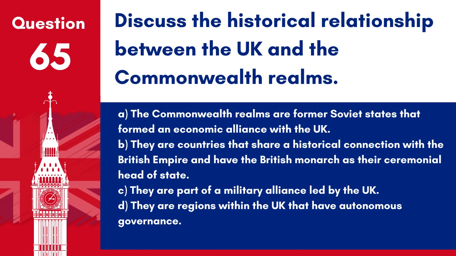Question 65. Discuss the historical relationship between the UK and the Commonwealth realms. A. The Commonwealth realms are former Soviet states that formed an economic alliance with the UK. B. They are countries that share a historical connection with the British Empire and have the British monarch as their ceremonial head of state. C. They are part of a military alliance led by the UK. D. They are regions within the UK that have autonomous governance.